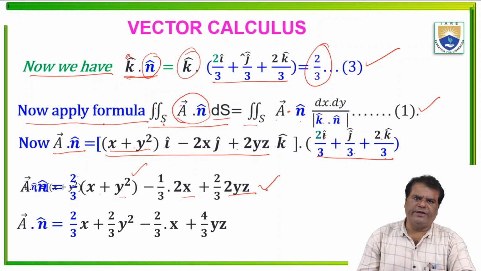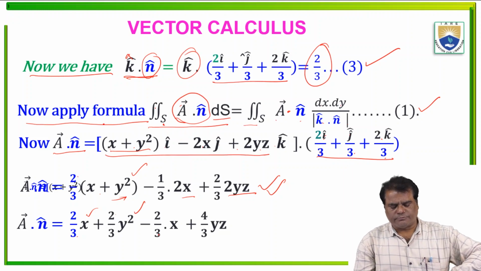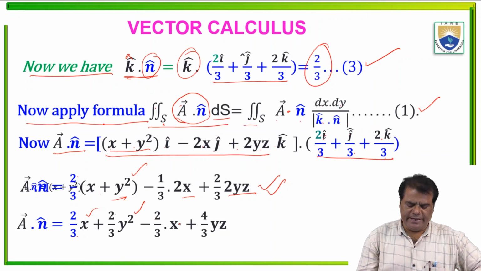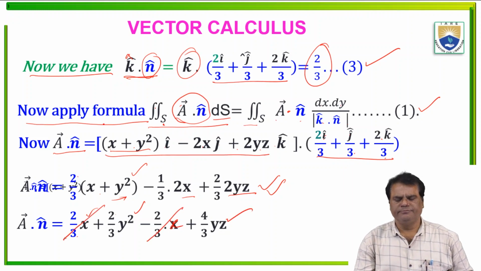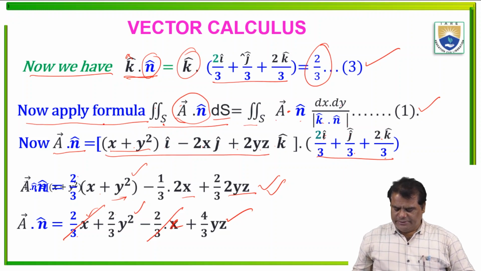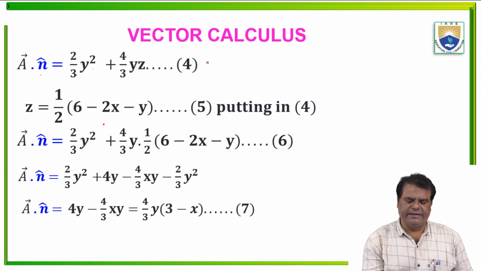This is the value of A dot n. After multiplying this, 2 by 3x, 2 by 3y square, minus 2 by 3x and plus 4 by 3 by z. So this term is cancelled. Now the remaining term is A vector dot n cap equal to 2 by 3y square plus 4 by 3 by z. This is equation 4.